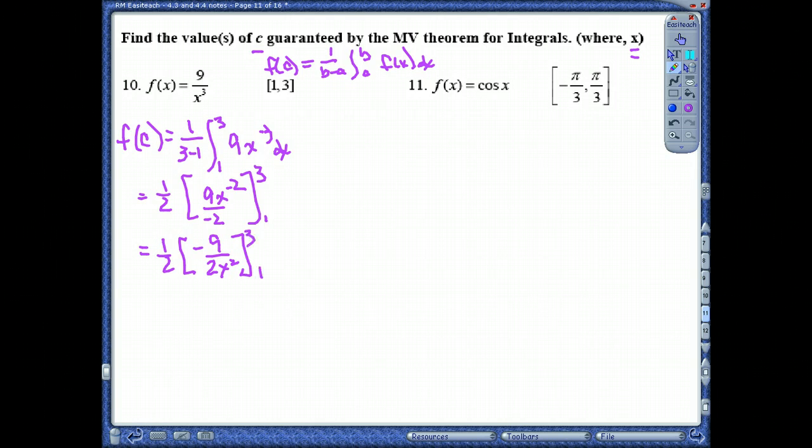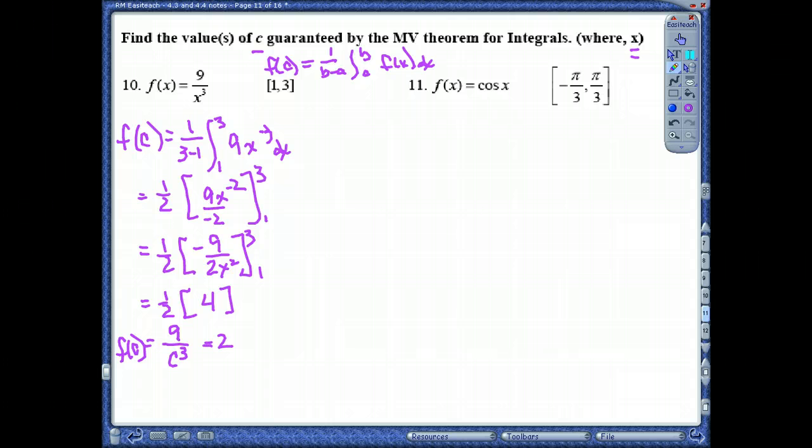If you plug 3 in and then you subtract plugging in the 1, you're going to get your 1/2 times this integral, that area under the curve, is going to equal 4. So this whole 1 over b minus a times the integral from a to b of f of x dx is actually 2. Well, that's what f of c is equal to. Well, f of c is just 9 over c cubed. Okay, that's f of c. You're just plugging c in for all the x's. Now, I want to know what that value of c is equal to.